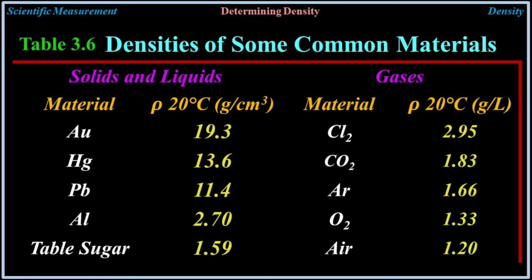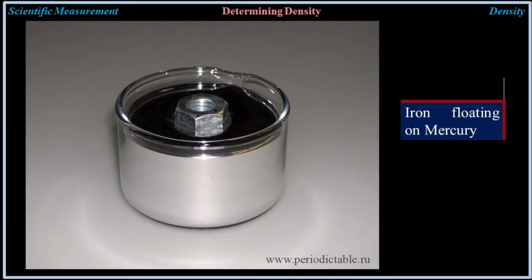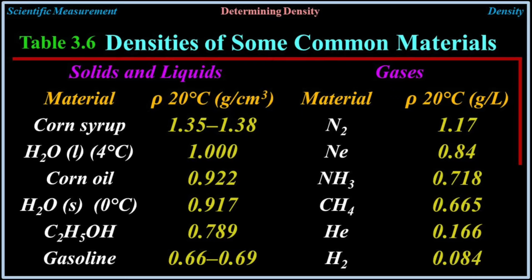Here are some common materials listed, and what I do is I split the table in half. Here is an iron nut floating on mercury, and this is between the two tables that I cut in half. The iron nut that goes on a bolt is floating on liquid mercury because of the difference in density.